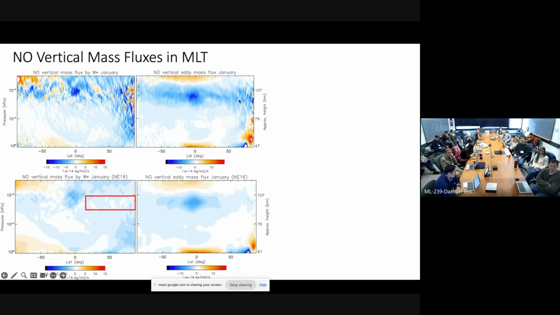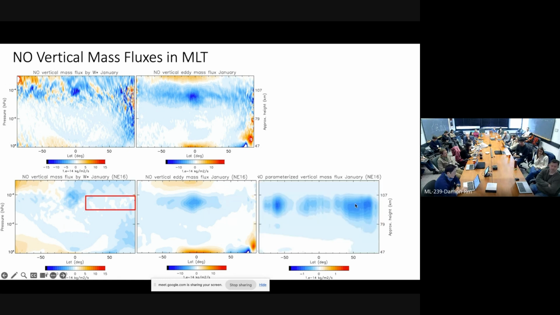And this is the eddy term. And the eddy term you can see in the MLT region, it can be comparable to the downward flux by the residual mean circulation. On the other hand, the resolved eddies from the coarse resolution model is very low. It's kind of expected because it's only the very large scales, in this case, for the coarse resolution.